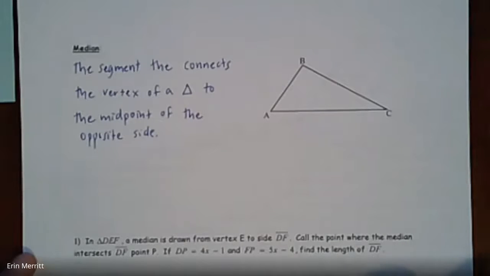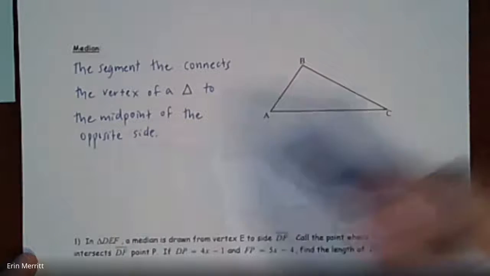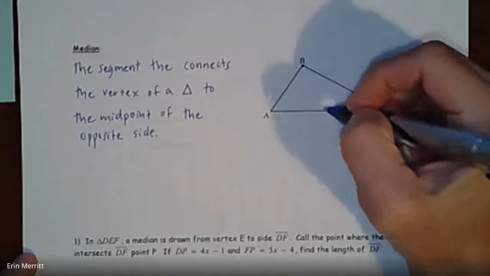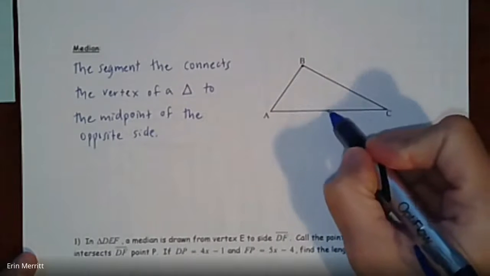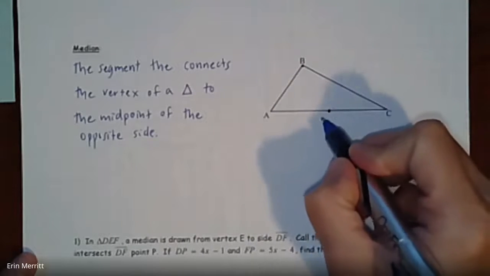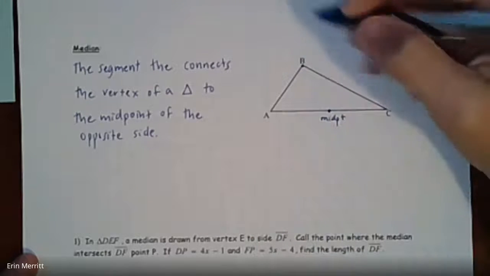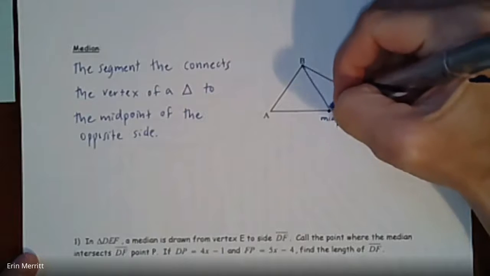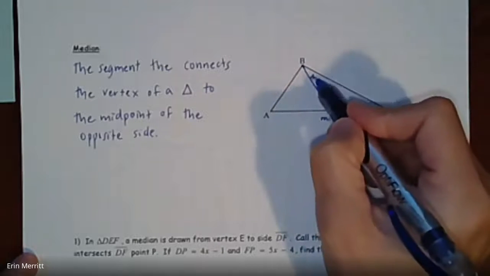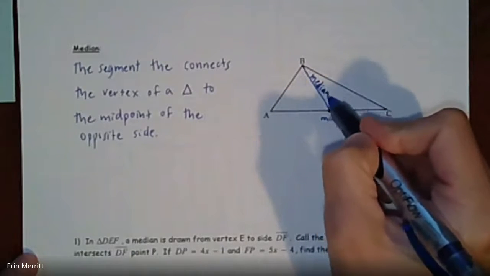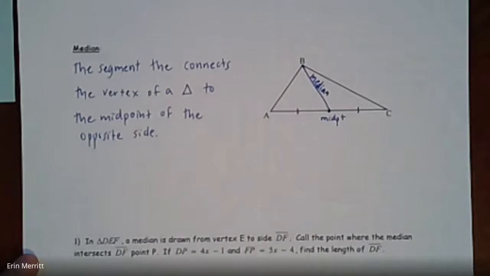Now, technically, there's 3 medians, but it's sometimes easier just to think of it as being one first. So I'm going to use B as my vertex. And right now, just eyeball where the middle of the opposite side is. And I'm going to just label that as my midpoint. I don't really need to give it a fancy name. If I connect from B to that midpoint, that segment is called the median. So you can reinforce that that's a midpoint by marking those 2 little parts congruent. And let's add a couple more details.